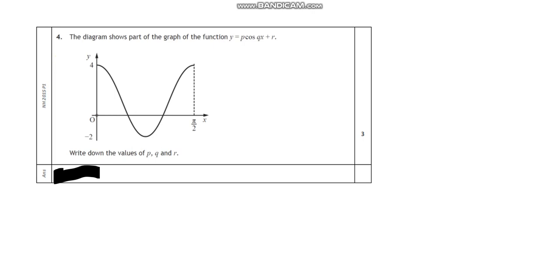Hi, so I think I'll do a quick video on the graphs, possibly just one, maybe two. So let's have a little look then. The diagram shows part of a graph, and we need to write down the values here.